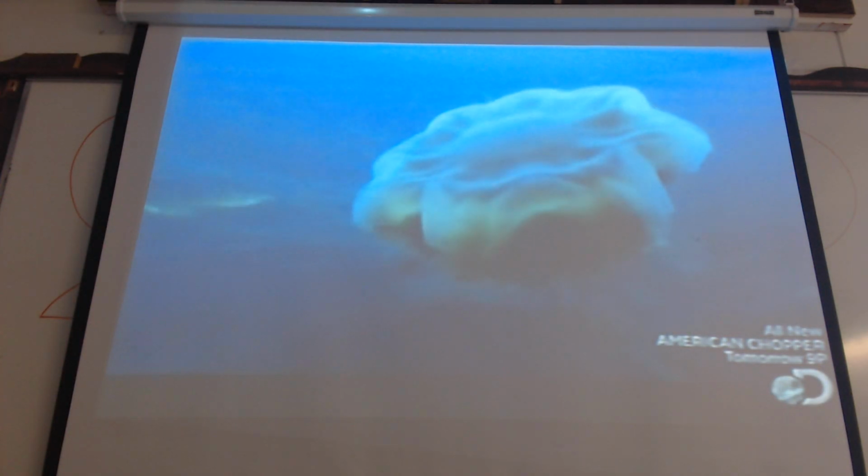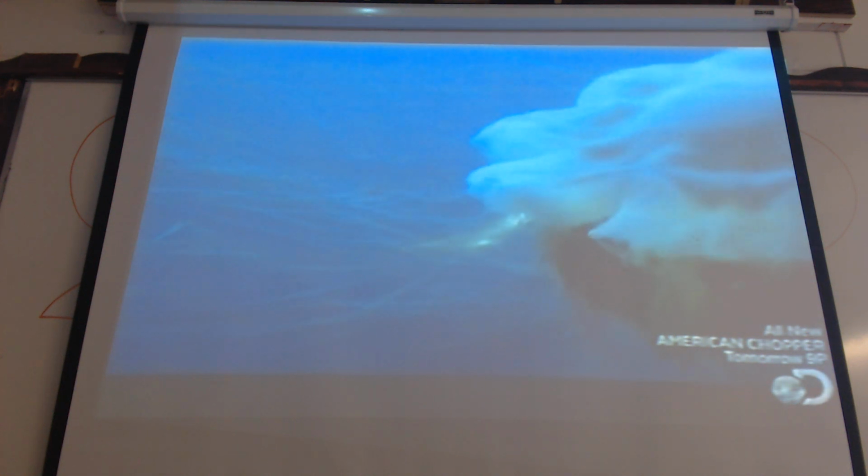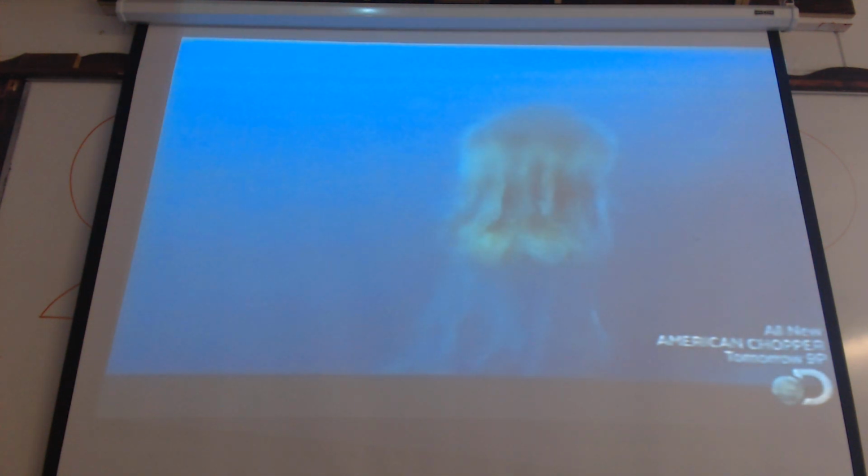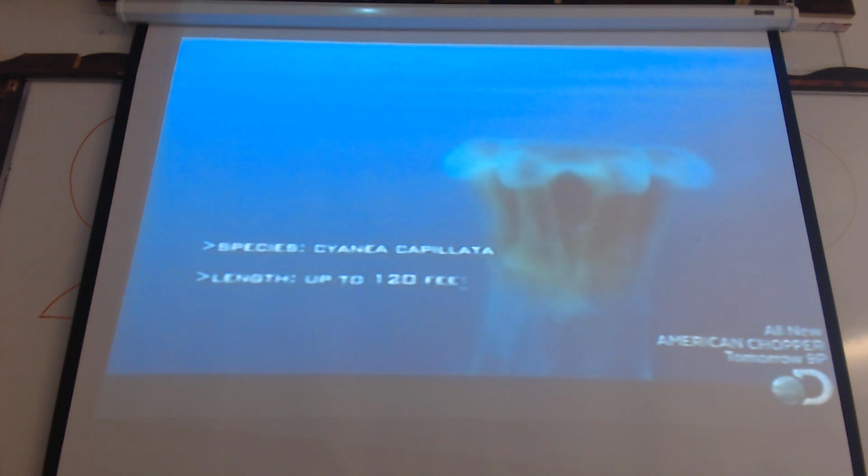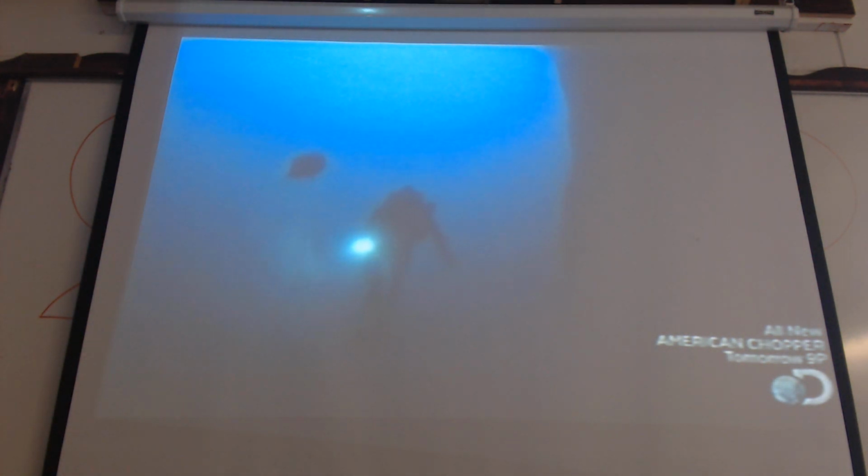It's the world's longest animal, with tentacles stretching up to 120 feet. Lion's mane jellyfish normally roam the Arctic, the northern Atlantic, and the northern Pacific Oceans. And when they come in contact with humans, a single specimen can cause massive damage.